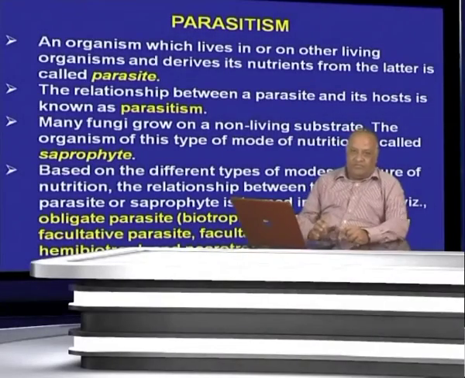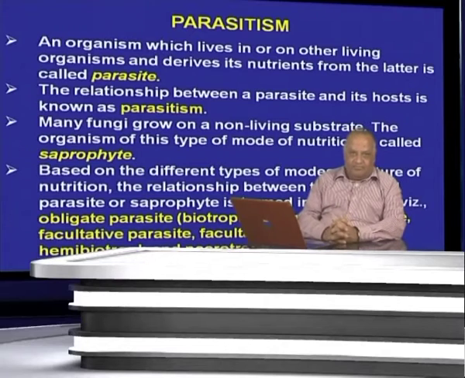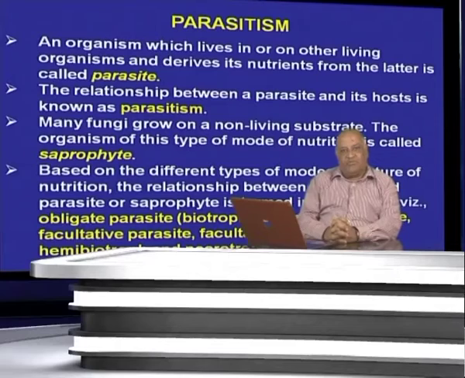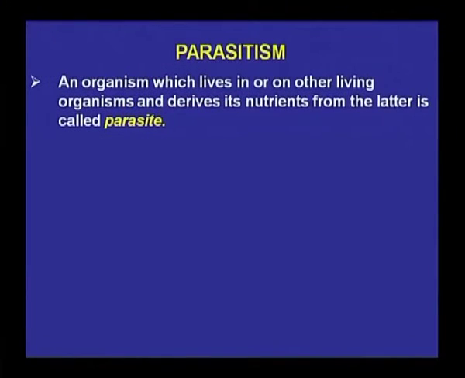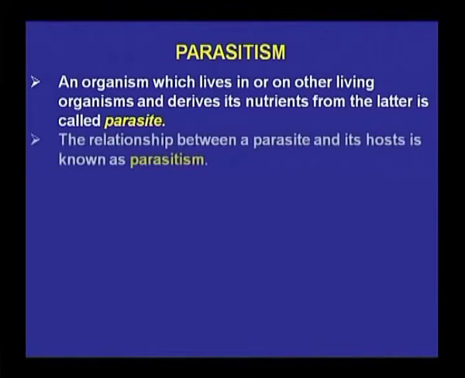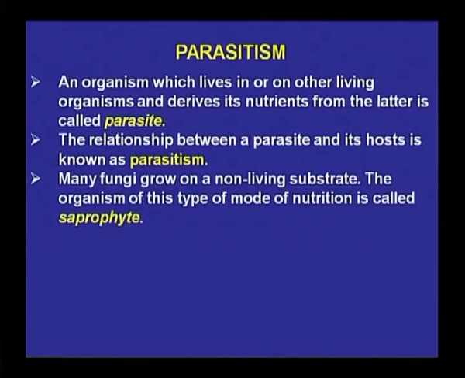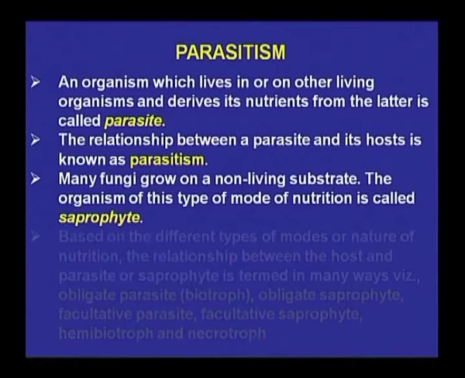Then we see what parasitism is. The fungus is basically a saprophytic organism, and as we know, an organism which lives on another organism without producing its own nutrient is called a parasite. The relationship between a parasite and its host is known as parasitism. Many fungi grow on a non-living substrate. The organism of this type of mode of nutrition is called a saprophyte.